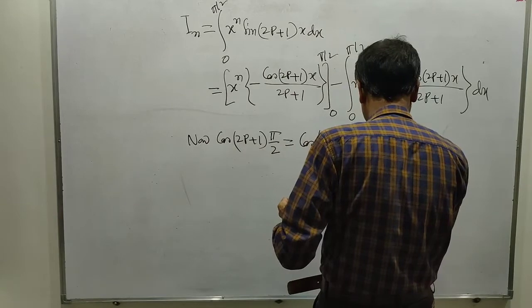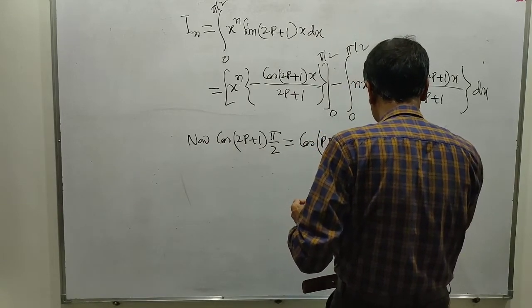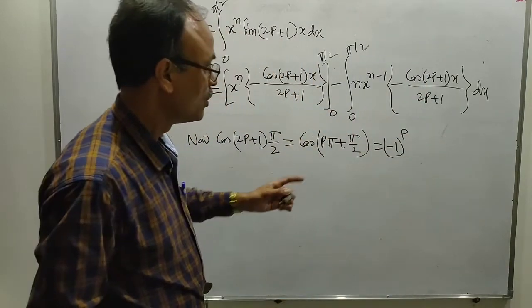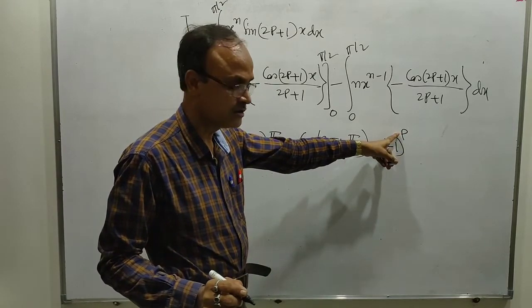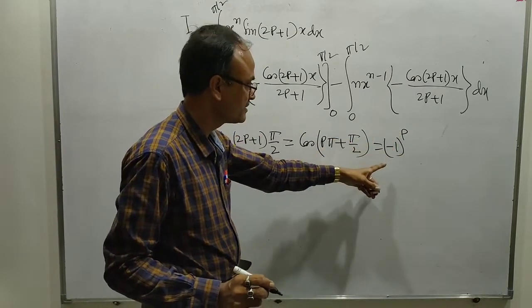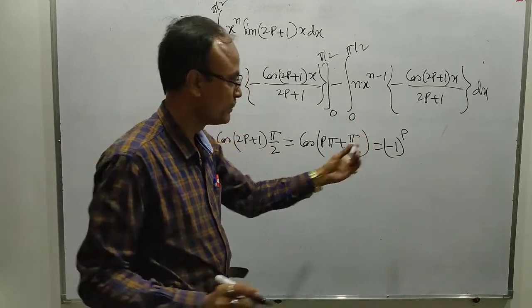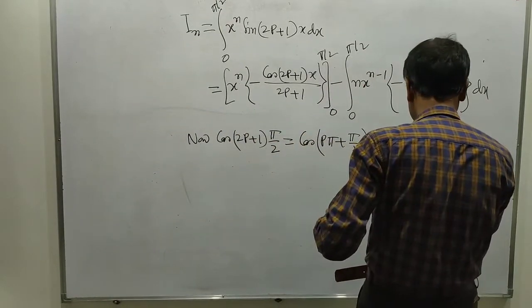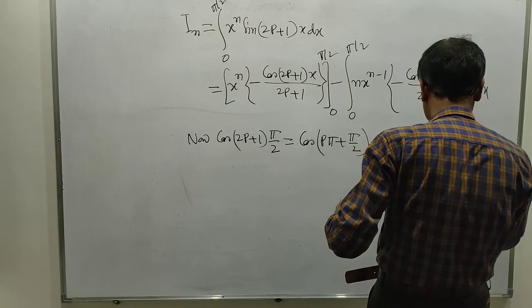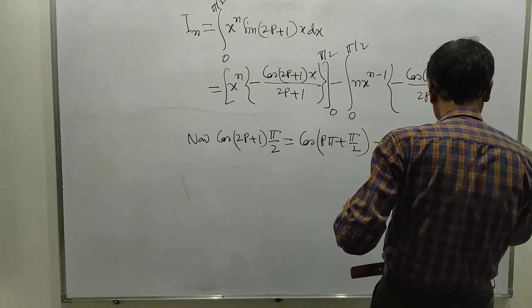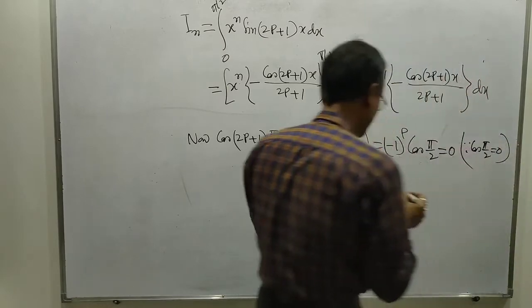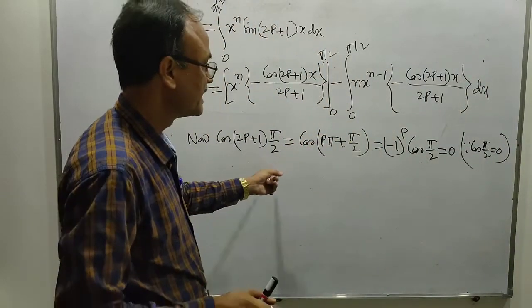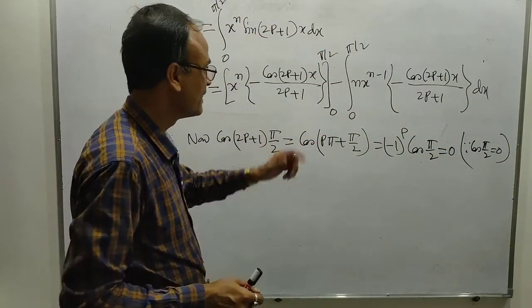You will get this equal to minus 1 whole to the power p. If p is odd, then it will be minus. If p is even, it will be plus cos pi by 2, which equals 0, since cos pi by 2 equals 0. Therefore this is equal to 0.